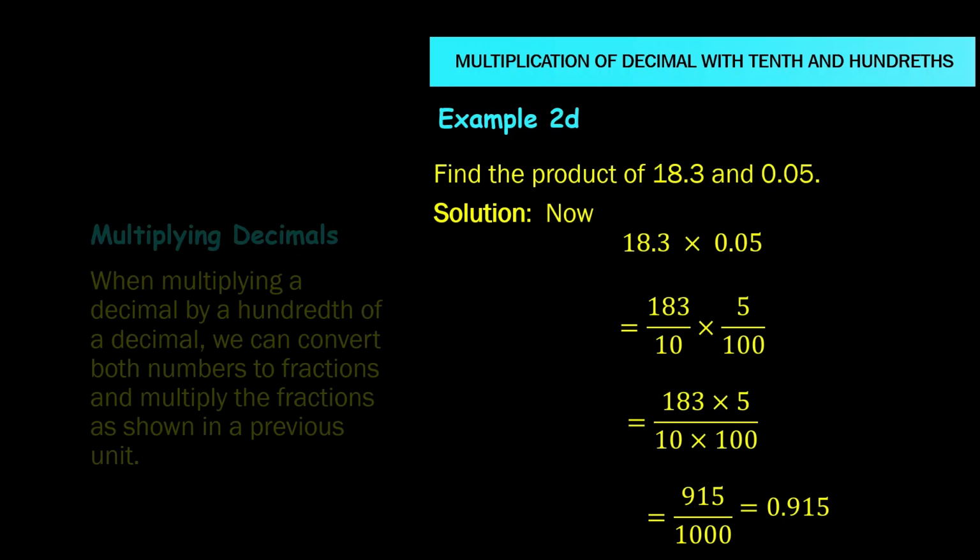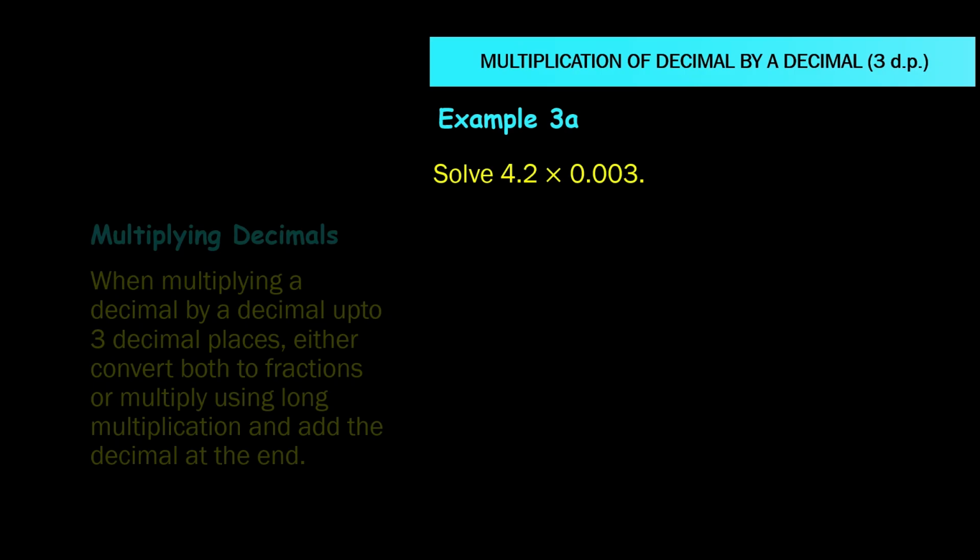And this, of course, is equal to 0.915. The decimal point has moved 3 places to the left since we're dividing by 1,000. When multiplying a decimal by a decimal with up to 3 decimal places, either convert both to fractions or multiply using long multiplication and add the decimal at the end, as in a previous example. Let's try the example shown on the screen.